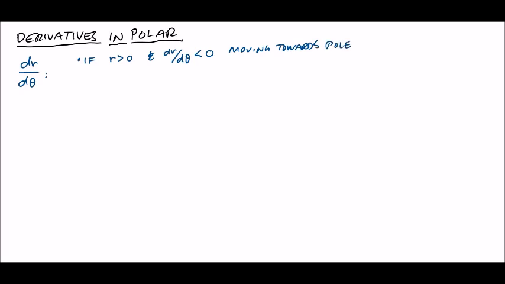Your r is a little bit less than it was previously, okay? What if r is positive and dr d theta is also positive? Well, that means you're growing, so you're moving away from the pole. I'll let you think a little bit about the situation where r is negative. So it's pointing the other way. I'll give you some time to think about that on your own.